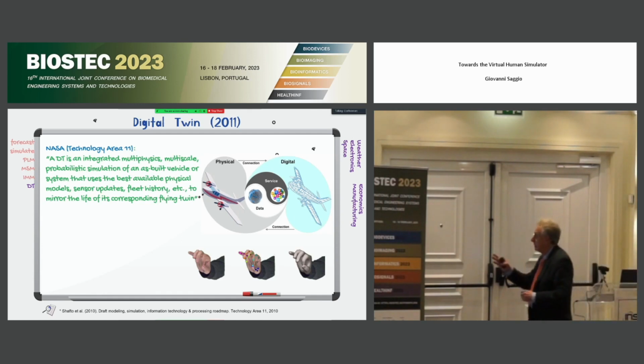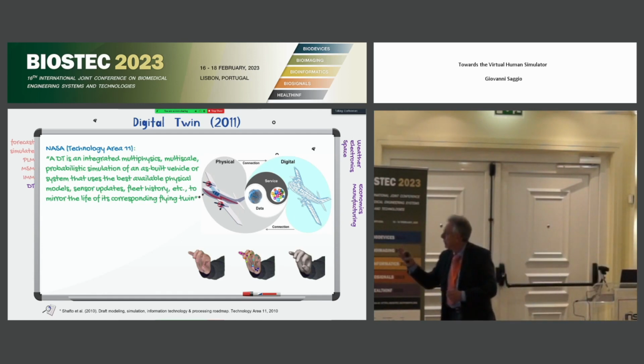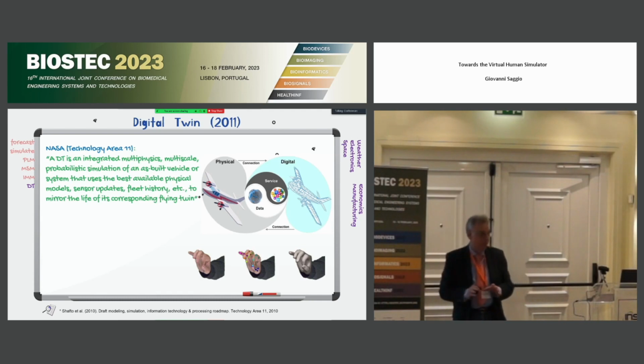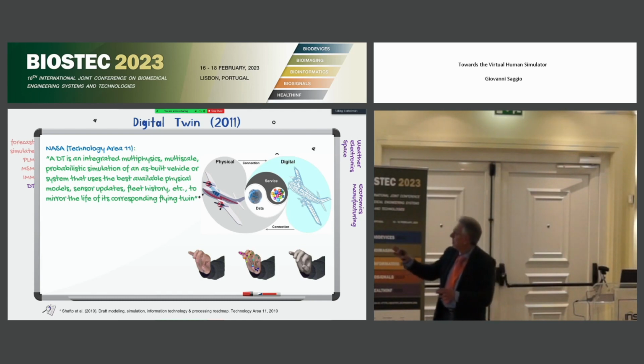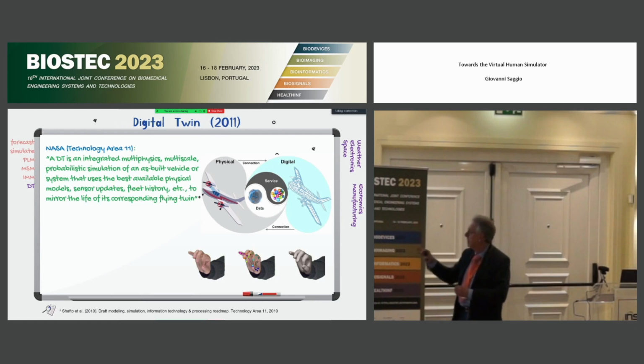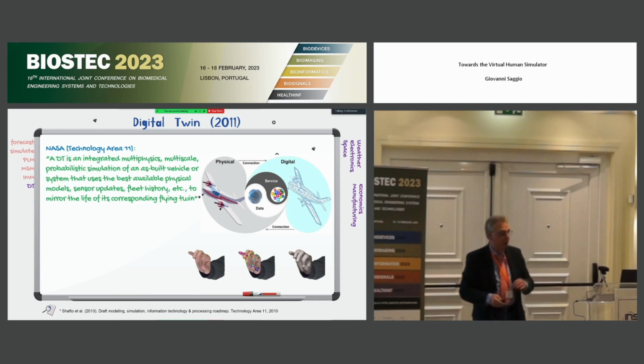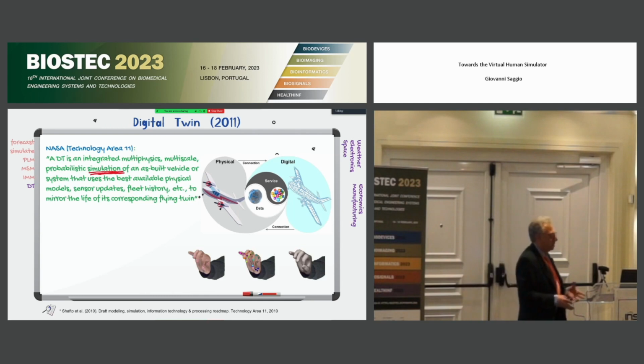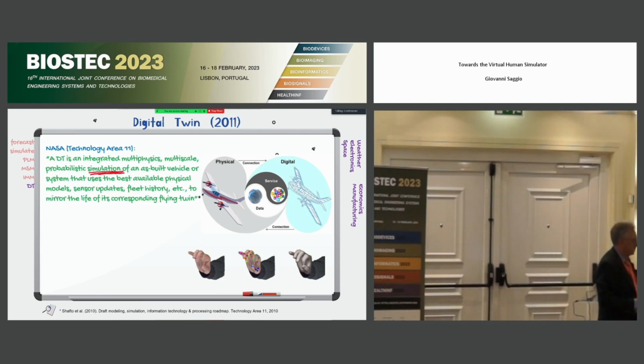For instance, NASA, from the technology area 11, proposed as a definition of digital twin: A digital twin is an integrated multi-physics, multi-scale, probabilistic simulation of an as-built vehicle or system that uses the best available physical models, sensor updates, flight history, etc., to mirror the life of its corresponding flying twin. As you can understand by this definition, the keyword is simulation. And it appears logical to give this definition.